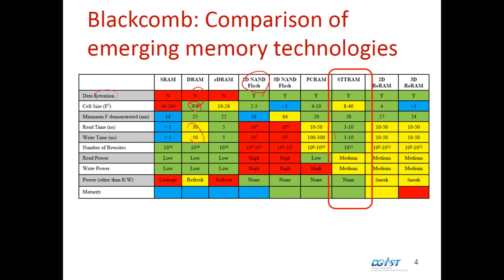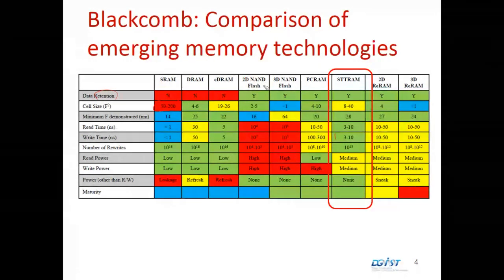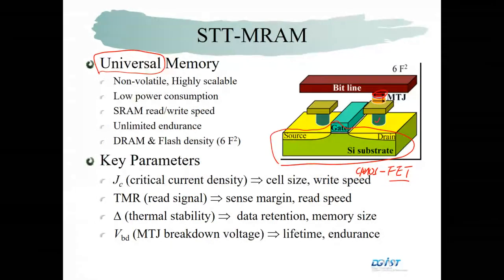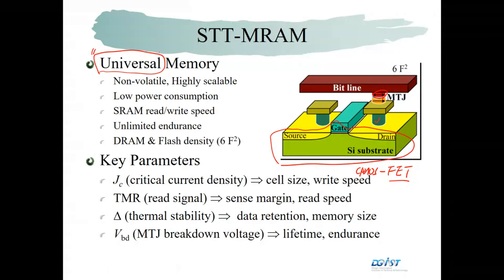So we need, for example, SRAM for the cache memory. They are large, but the good point is the read-write time is very fast. So we are using SRAM for the cache memory. So there are many kinds of memories required for each application. But STT-MRAM is good enough for every application. So that's why we call it the universal memory.